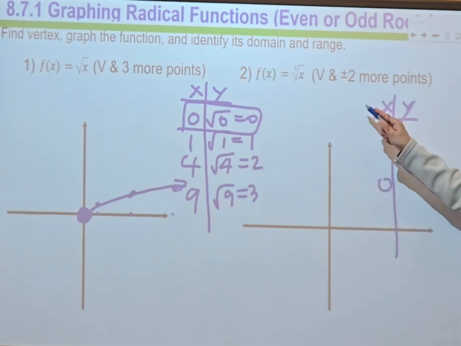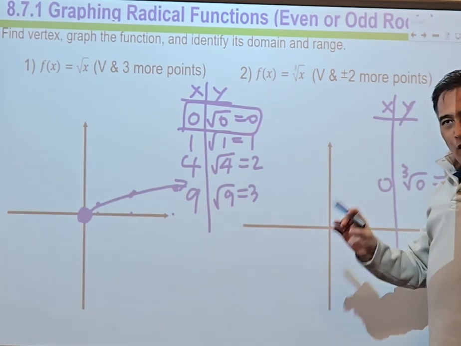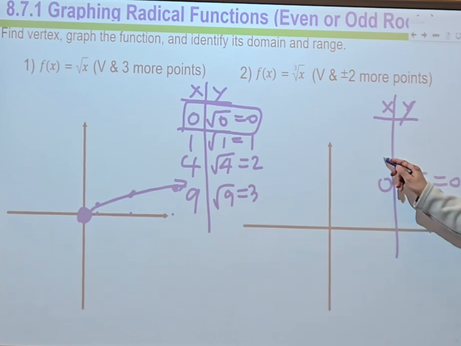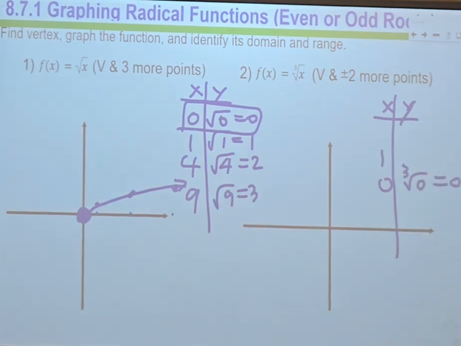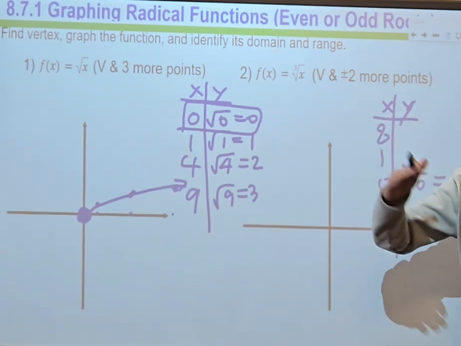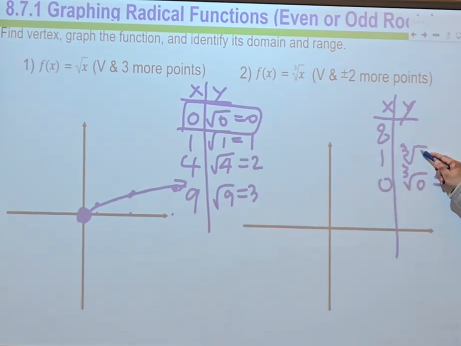But the cube root, x, y, still the same. Cube root making 0, which is a 0 right there. And then cube root of 0 is also 0, right? 0 cubed is 0. 1 cubed, 1. So you can put 1 there. What is the next one? 2 cubed is what? 2 cubed is 8. 2 times 2 times 2, right? And cube root of 1, that's 1. Cube root of 8, that's 2, right?